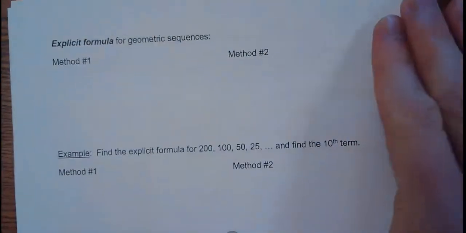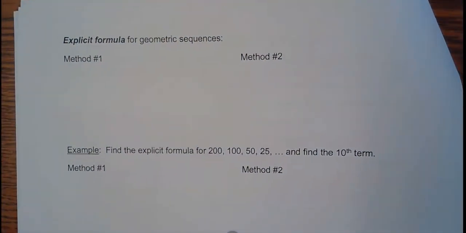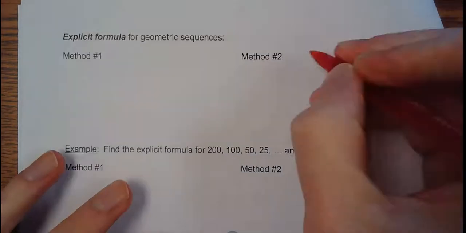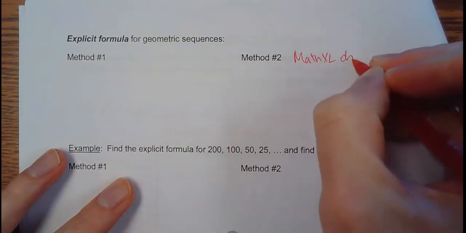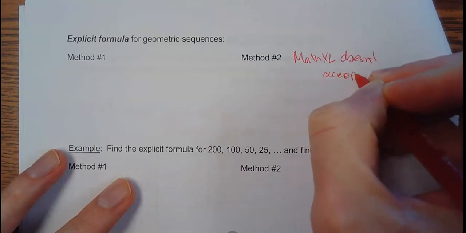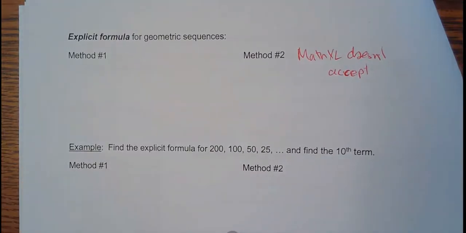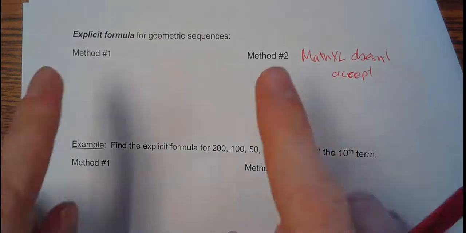And we did two methods on the explicit formula for arithmetic, and either one kind of works. But here, we'll give you two methods, but method 2, MathXL won't accept. So MathXL doesn't accept this way. Yesterday, there were two ways, they both worked, but the second method was kind of faster.